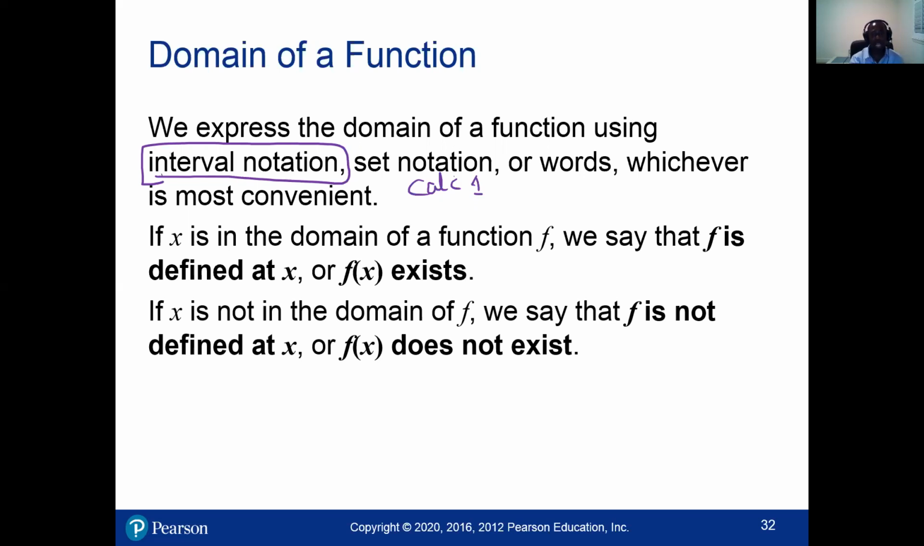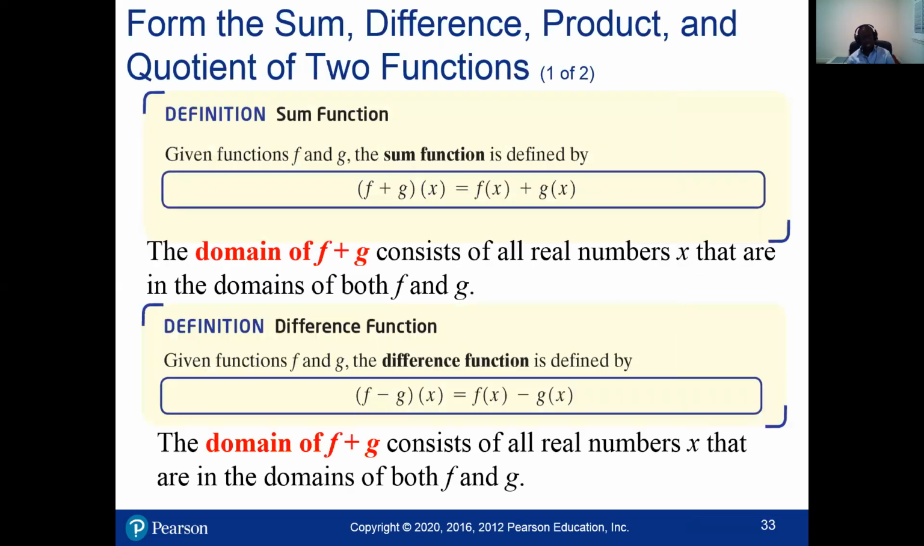Now let's consider the sum, the difference, the product, and the quotient of our two functions. This is a definition. You have f and g. The sum is written as f plus g of x, and it's like you are distributing the x over, which is the same as f of x plus g of x.